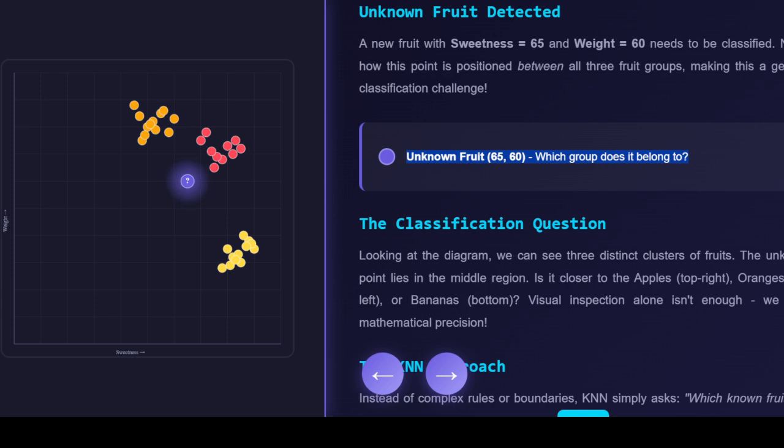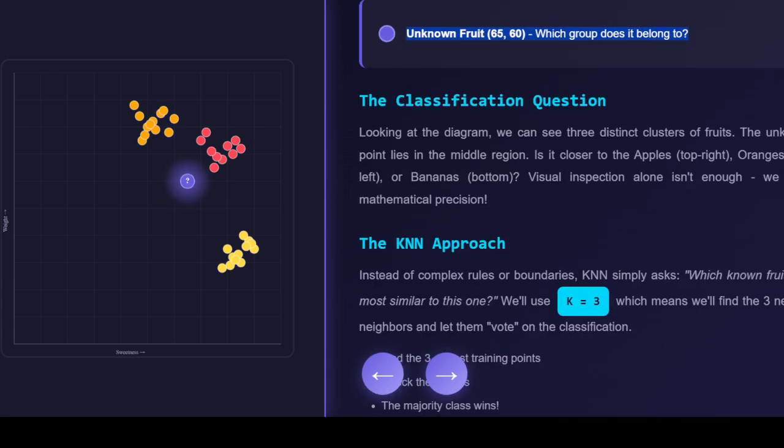The classification question: looking at the diagram, we can see three distinct clusters of fruits. The unknown point lies in the middle region. Is it closer to the apple category? Is it closer to the orange category? Is it closer to the banana category? We have to identify that. So that's the reason why the K-nearest neighbor classifier uses a distance measure.